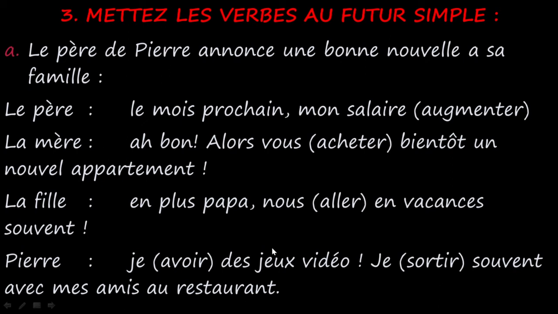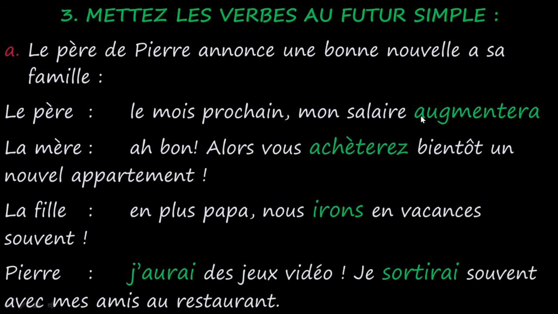Oui. So now we'll check the answers for the first half. Here. Augmentera. Achèterai. Oui. Achèterai. So we'll be adding an accent. So don't forget, in present tense, we don't add an accent for the nous and the vous form. But here we do add. For future simple, we add an accent for all the forms. Je, tu, il, elle, nous, vous, ils, elles. Nous irons. J'aurai. Je sortirai.